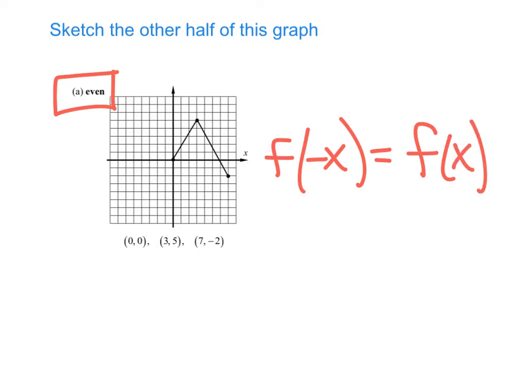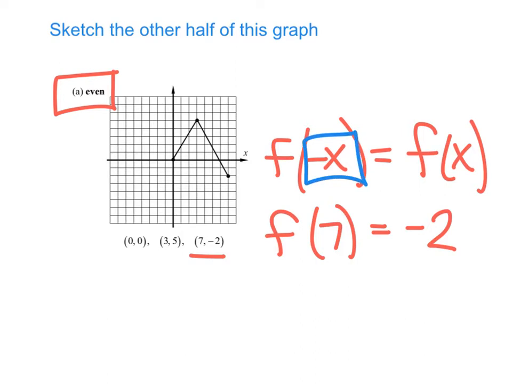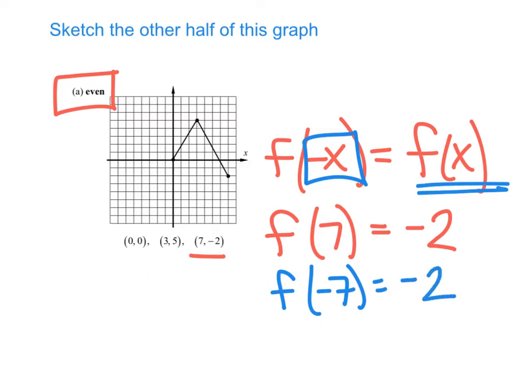Well, it's very simple. Let's say I take this point. This point means f of 7 equals negative 2. So now it says take the x value and make it negative. So f of negative 7 also has to equal what f of x is, what the y value is. It also has to equal negative 2. So I now can plot the point negative 7, negative 2.